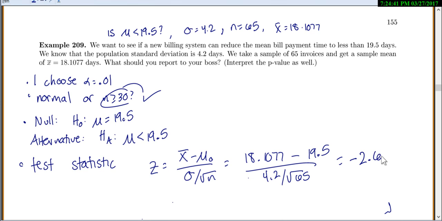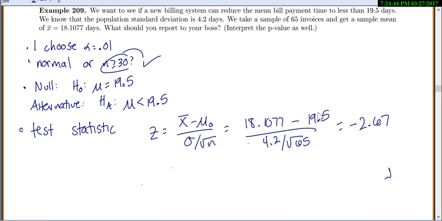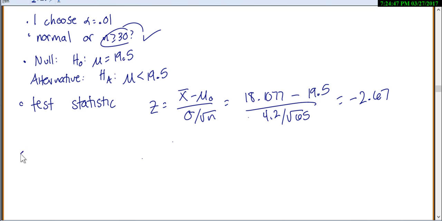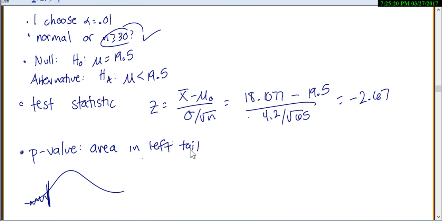So negative 2.67. For your p-value, let's see. This is a less than alternative hypothesis. So less than means what kind of values are you going to be looking for? Things in the left or things in the right? For a less than, if I'm getting small numbers, that will make me think that it's a less than. So I would be looking for things to the left. So we'll look for the area in the left tail. So left tail because it's a less than.